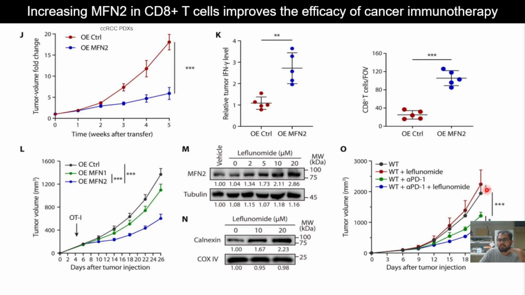There's a significant difference we can see here in tumor growth in wild type. When the anti-PD1 therapy was given, there is a decrease in the tumor growth, but there is a more decrease in this tumor growth when the leflunomide was given with the anti-PD1 therapy, which is suggesting that the increased expression of MFN2 in anti-PD1 therapy will increase the function of CD8 T cells here also.